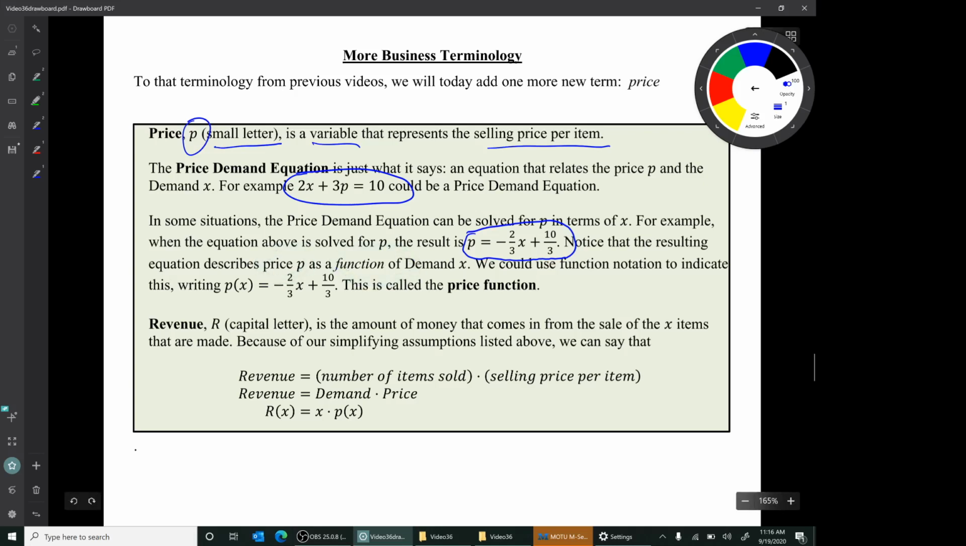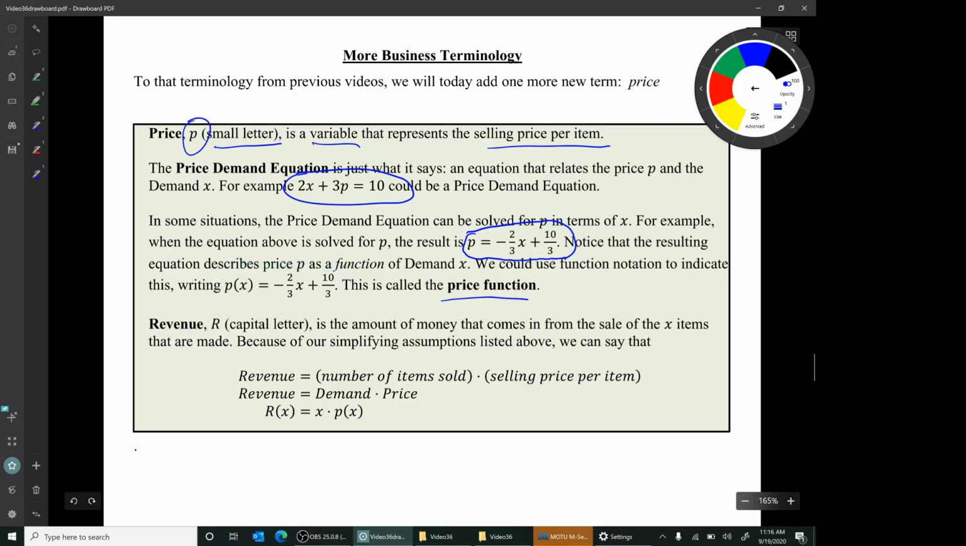So we could use function notation to indicate that. We would write this: p of x equals minus 2/3 times x plus 10/3. That doesn't mean p times x, it means p of x. And this is called the price function.